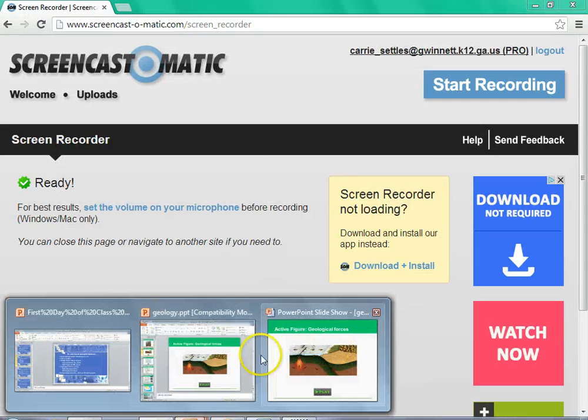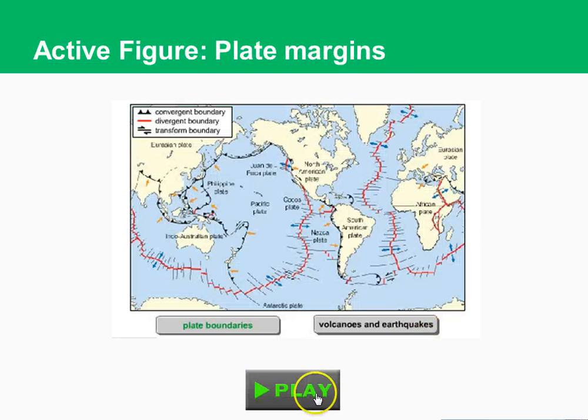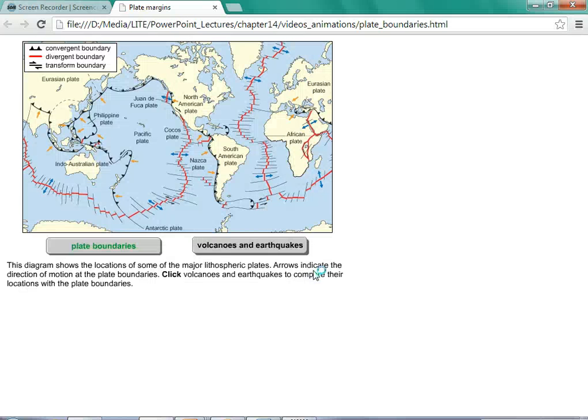Oh, goodness, where'd you go? There you are. Okay. Here's another one. This will show you some more. I kind of alluded to what else do you think is going to happen at these plate boundaries. So now I'm going to give that.